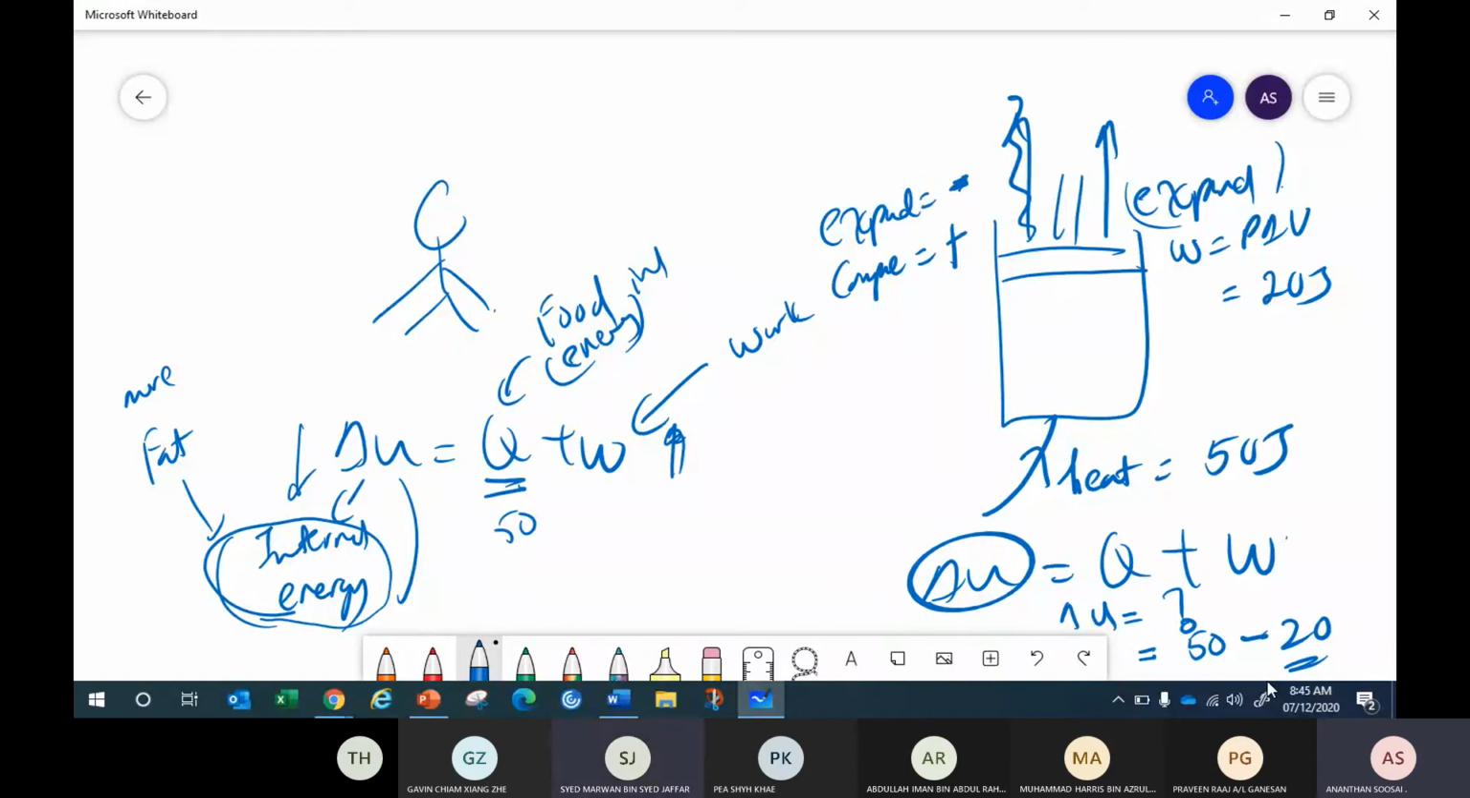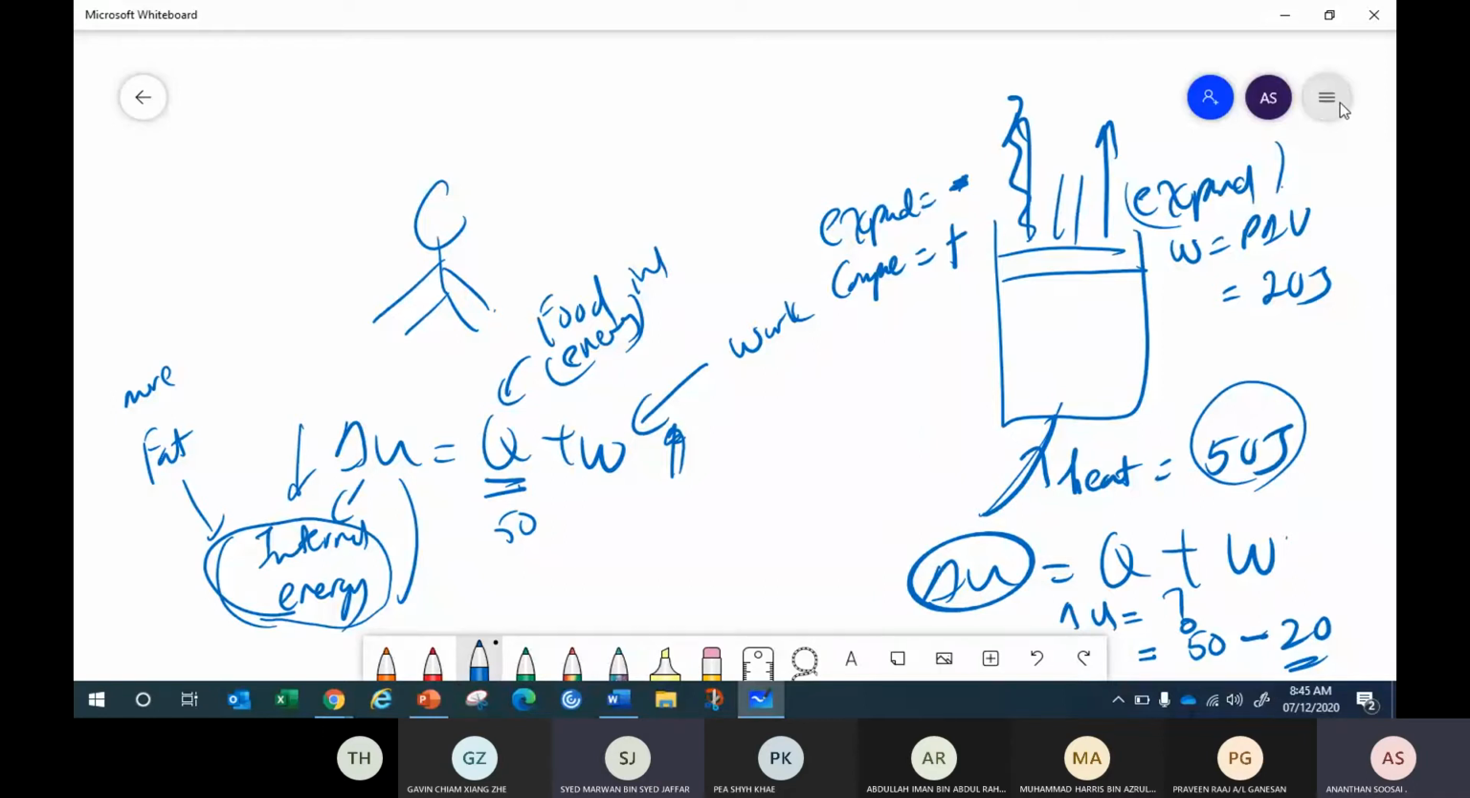So for this gas, you heated 50 joule and it expands for 20 joule. Work done is 20 joule. So the internal energy rises by 50 minus 20. The work is negative 20.